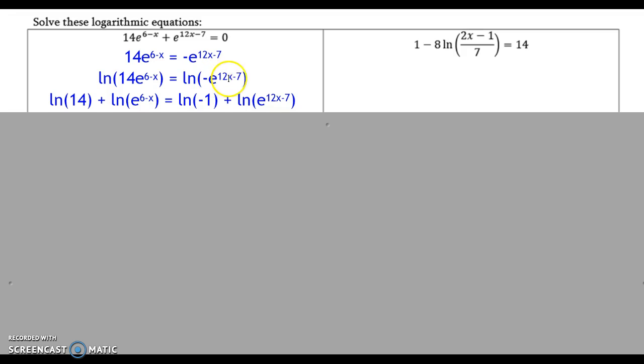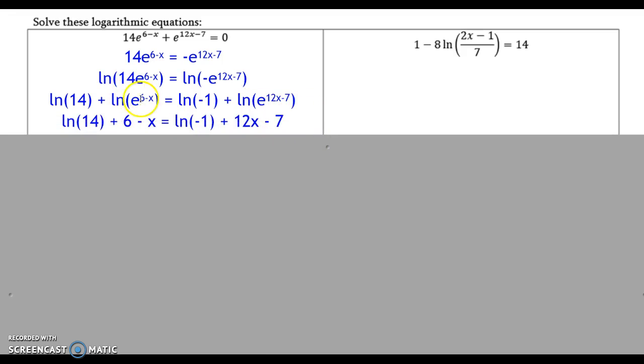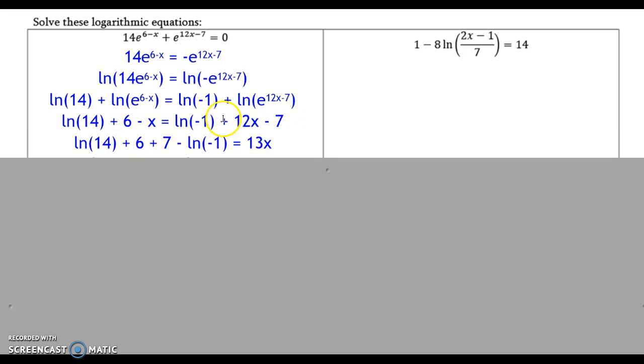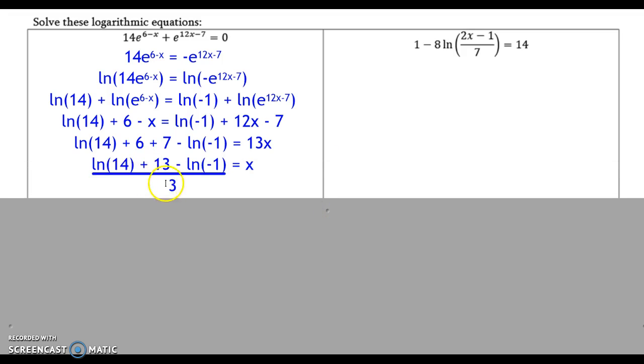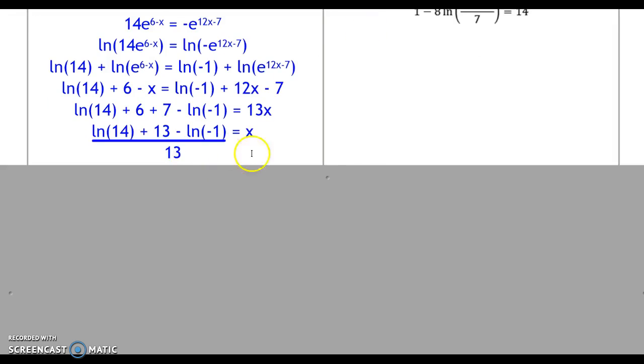Notice that this e^(12x - 7) became negative 1 times e^(12x - 7). Then we translated ln of e^(6 - x) into simply 6 - x, because the ln and the e are opposite operations, or inverse functions. They eliminate each other. Same thing here, the 12x - 7 and the negative 1 stay the same. Then we moved all of the values onto the left side, and all of the variables to the right-hand side, and then we divided both sides by not 3, but 13. That should have gotten you your correct answer.